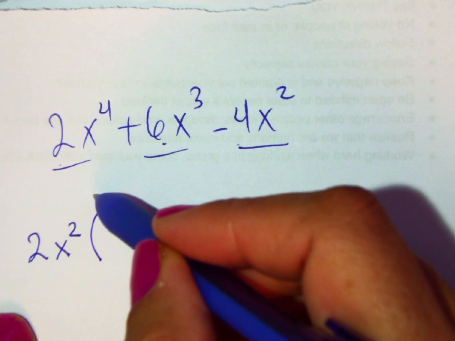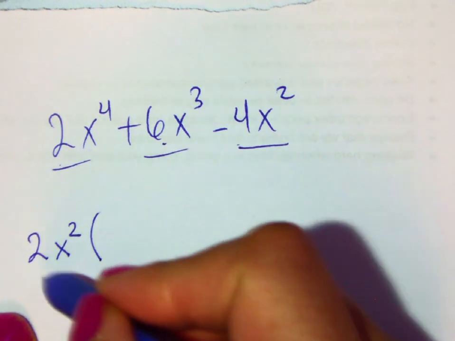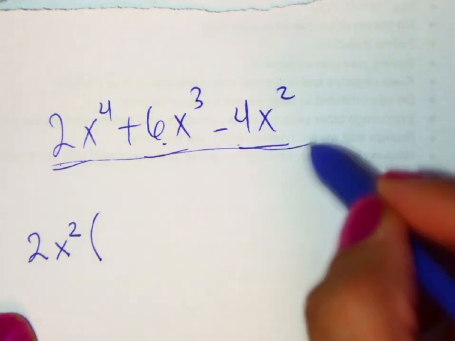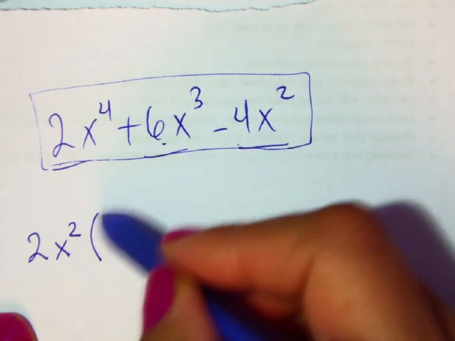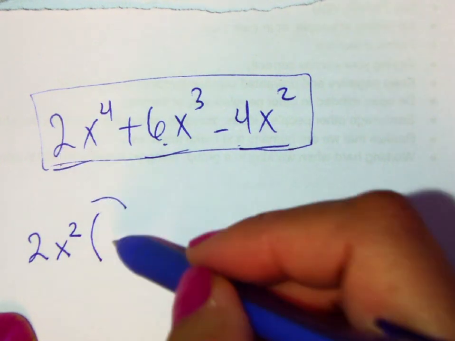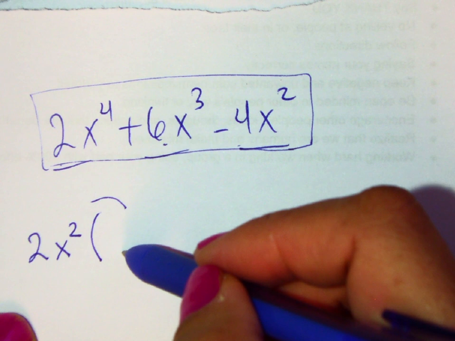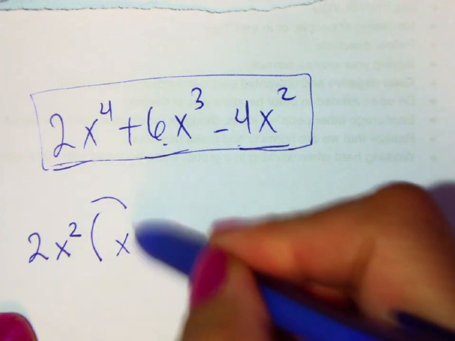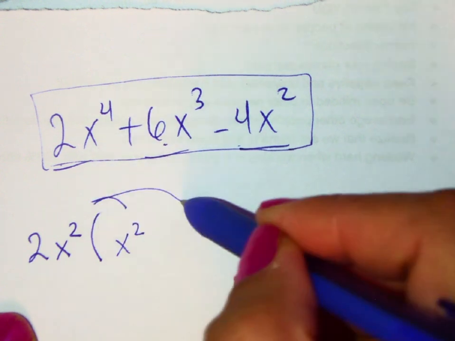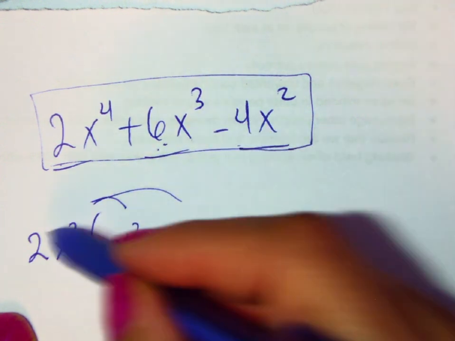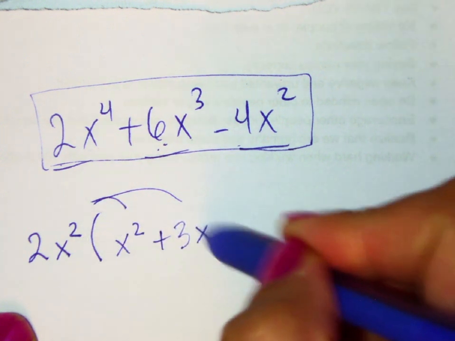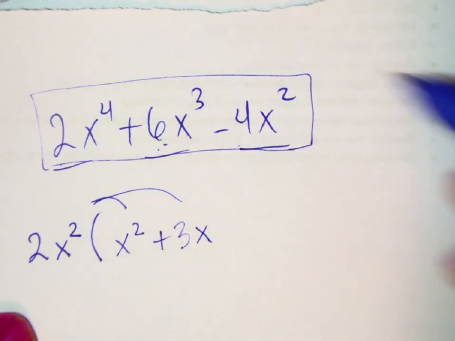Now let's talk about what is the other factor. 2x squared times what will give you this as an answer. So 2x squared times 1, 2 times 1 gives you 2, so we're not going to put a 1 here as a coefficient, but x squared times x squared will give you x to the fourth power. Next, how do we get 6x to the third power? 2 times 3. And x squared times x will give you x to the third power.